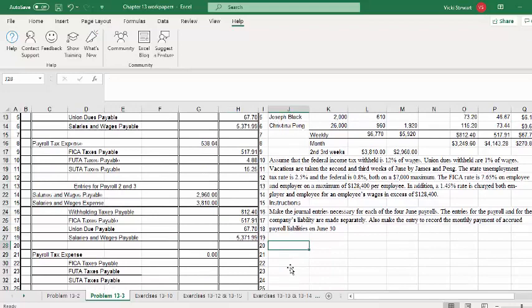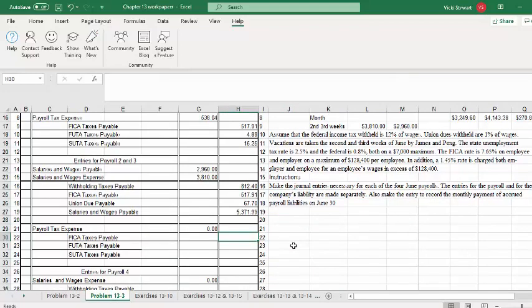Next, we would record the payroll tax expense for the employer portion, and again there would be no changes. Our FICA matching amount is the $517.91. The federal unemployment tax, again, $488, and the state unemployment tax is $1525. So the total payroll tax expense for the entries for weeks 2 and 3 is exactly the same as it was in week 1, $538.04.